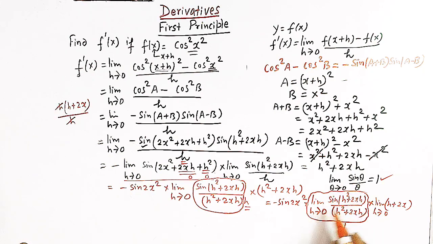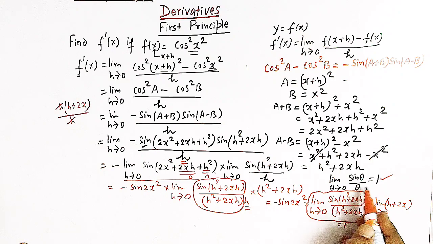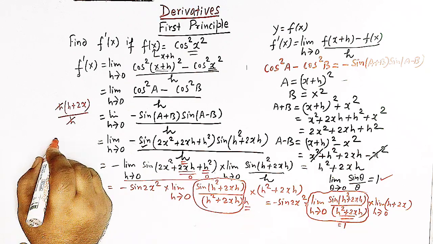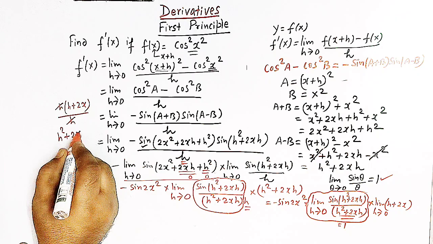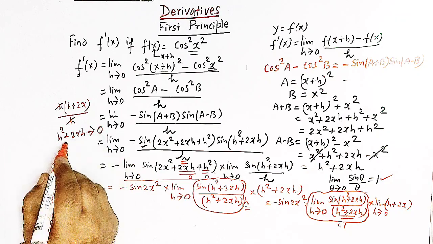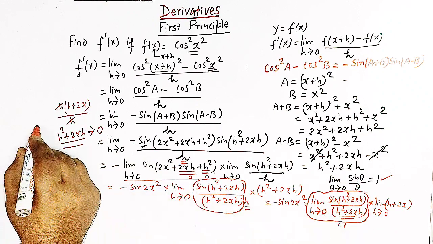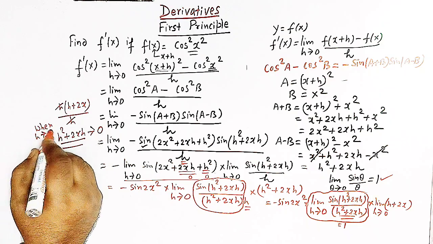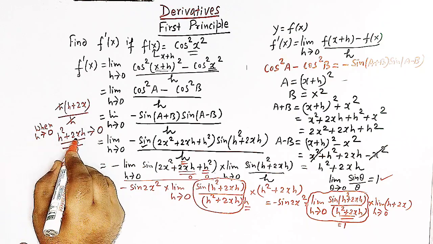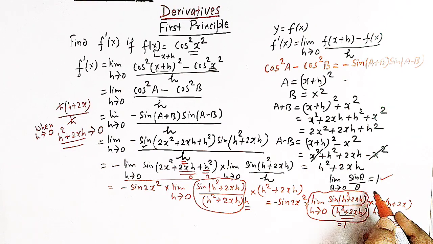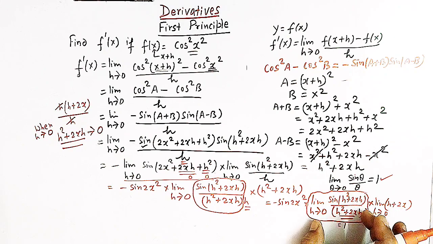And remember, when theta tends to 0, sine theta over theta is equal to 1. So when h tends to 0, then this term, that is h square plus 2xh, also tends to 0. So this is an important thing while using this result. So when h tends to 0, then this term h square plus 2xh also tends to 0. That's why we are able to apply this result to this limit.